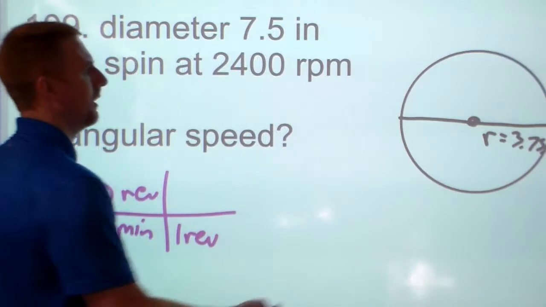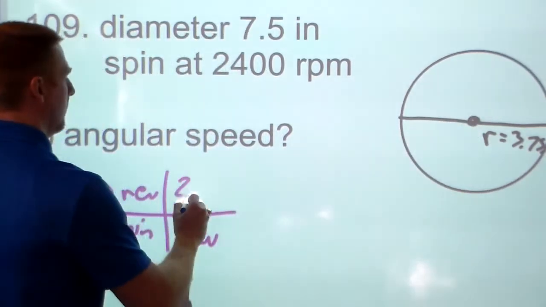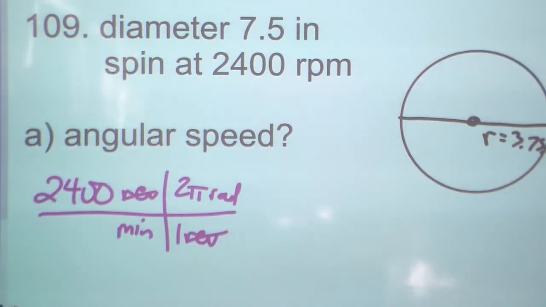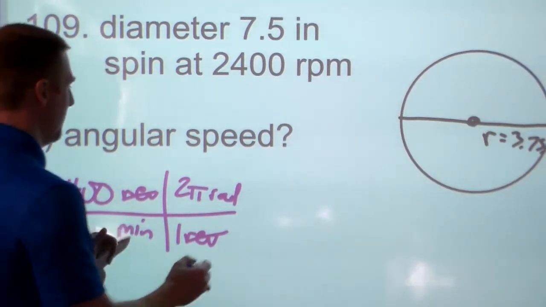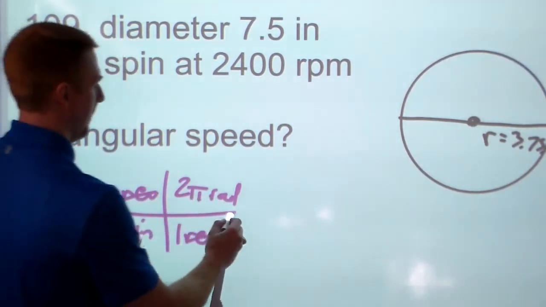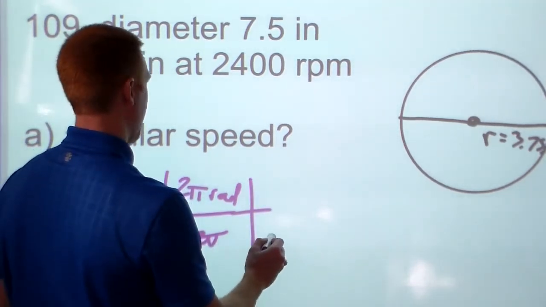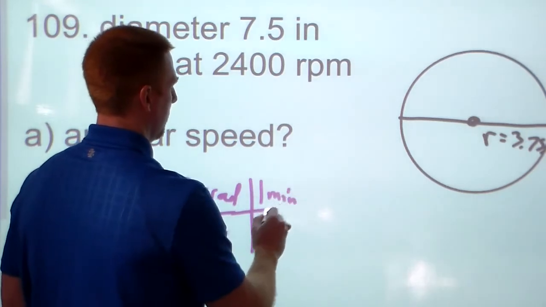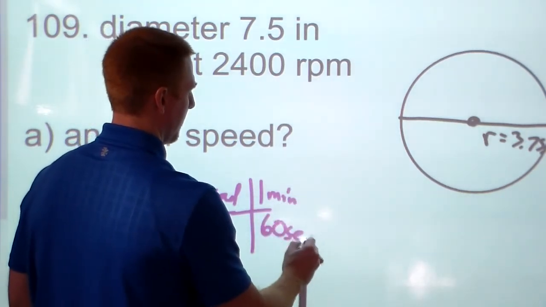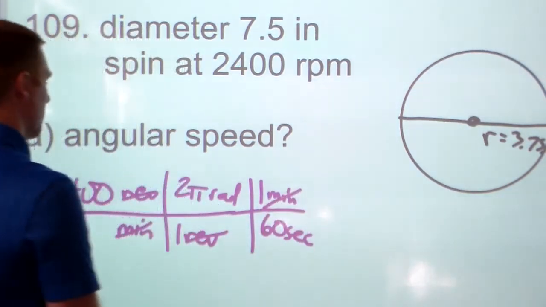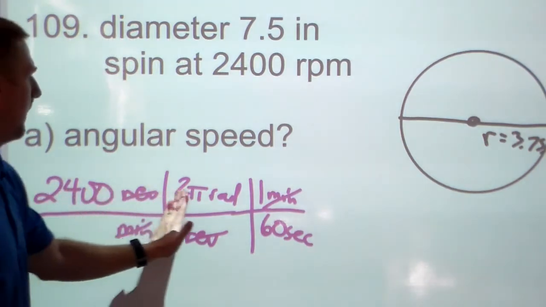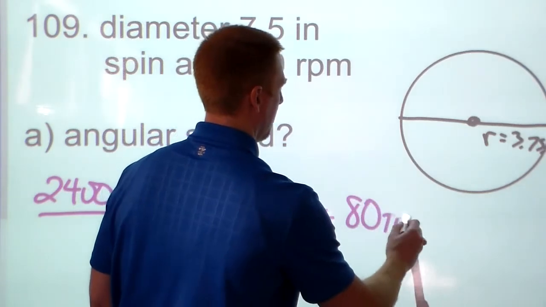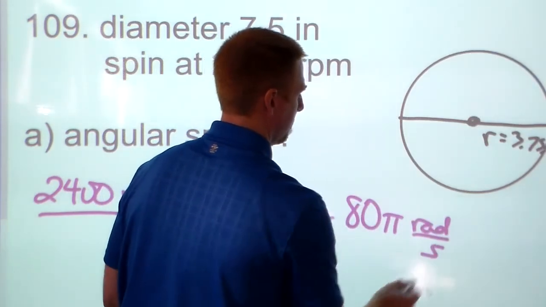So 1 revolution, that's 2 pi radians. So I'm going to say 2 pi radians. It gets rid of my revolutions. And I'm trying to go to seconds. Right now I'm in minutes. So right now I'm in radians per minute. I want radians per second because that's what the book tells me I want to end up with. So 1 minute has 60 seconds in it. So now the minutes will go away. So you multiply all that out, and it comes out to be 80 pi radians per second.